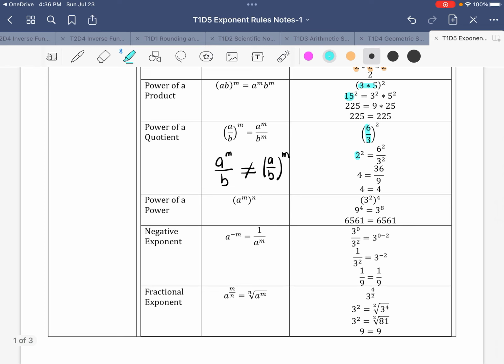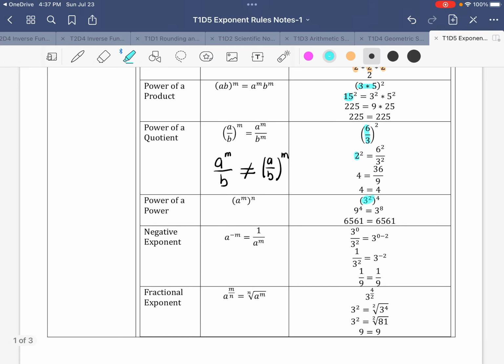Now, power of a power, we have a to the m, and then all of that taken to the nth power. And what we can do here is we have 3 squared taken to the 4th power. So we know that 3 squared here is equal to 9. Or if we use this rule, we know that we can just multiply our powers.